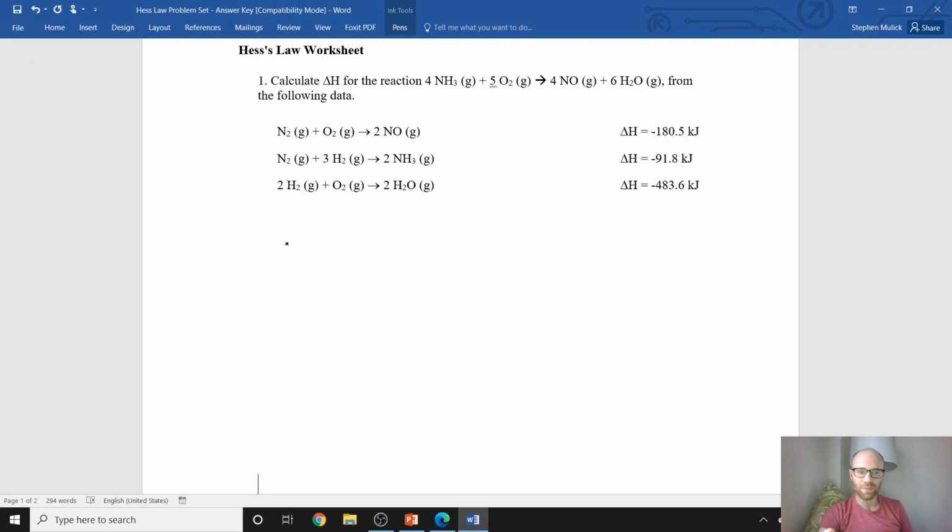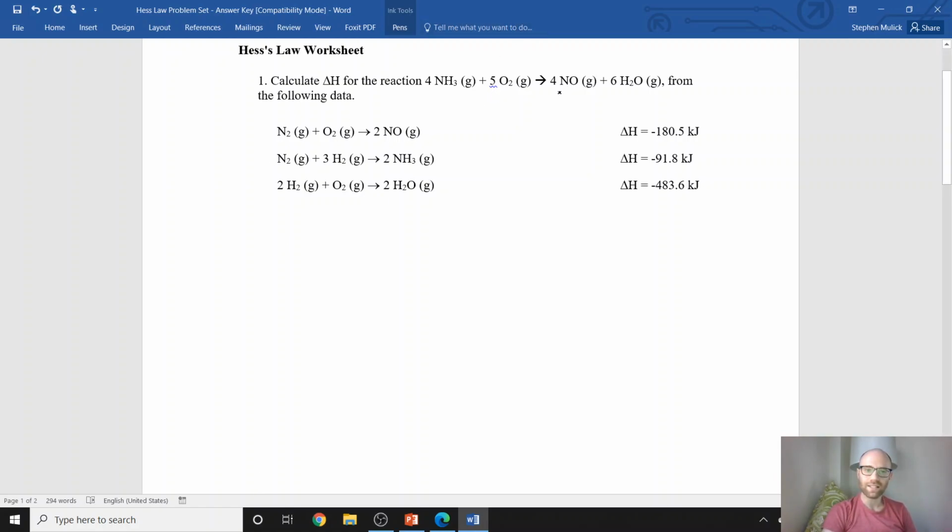Taking a look at this problem here, they want you to calculate the delta H value for this given reaction on the top between ammonia and oxygen to make nitrogen monoxide and water, and you know certain delta H's. I just want to go through really quickly how to isolate what you want to do and how to manipulate these reactions to get the thing you're looking for.